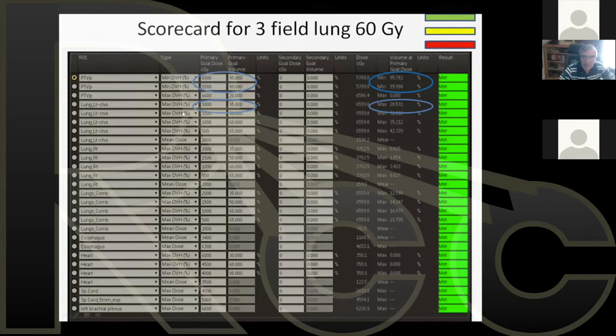So that's green. And then the statistic for the lung that I showed, 20 gray had to be 35 cc or less. How did we do? Oh, 28.5%. That passed. So all of these were met. And this is a quick visual that a clinical person can look at and know that the objectives and constraints were met and that the plan is a good plan.